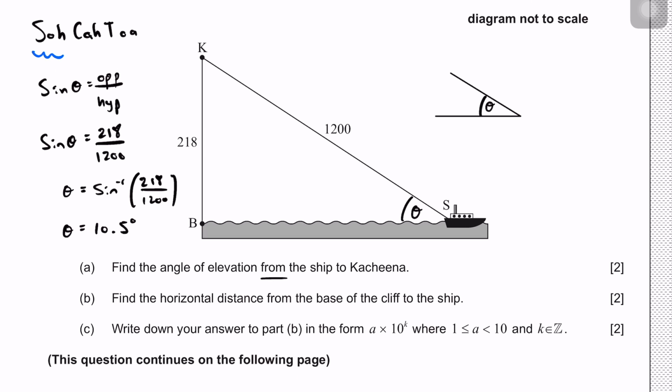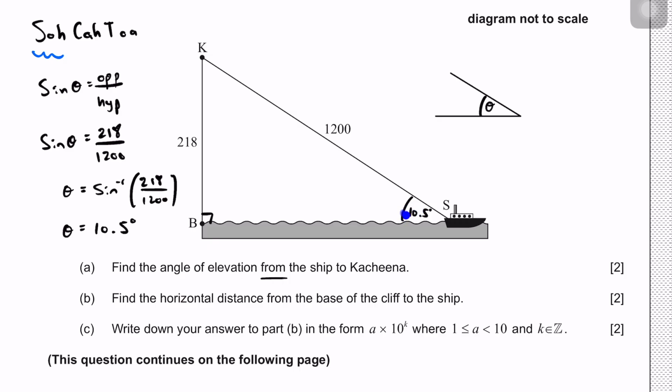All right. Question B. Find the horizontal distance from the base of the cliff to the ship. Okay. So we want to find this side length right here. A few different ways we can do this. Since we know this angle of elevation, we can go ahead and use right angle trig, or since this is a right angle itself, we can just use the Pythagorean theorem and say a squared plus b squared equals c squared. So in this case, I think Pythagorean theorem might be a little better.